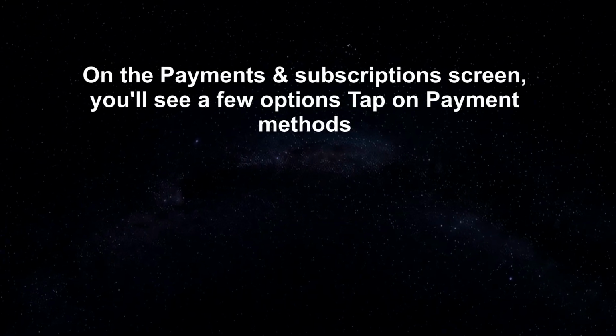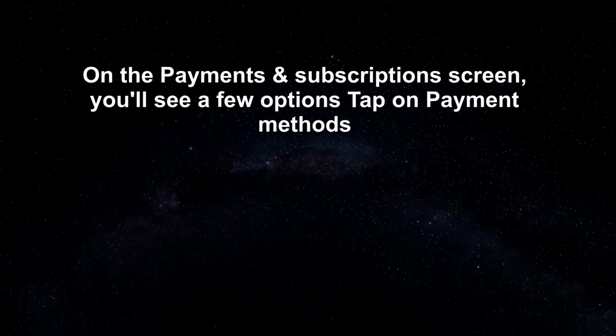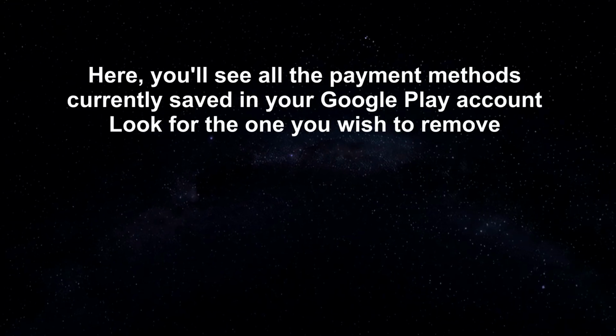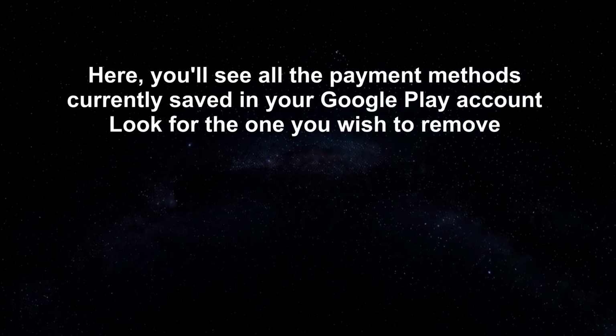On the Payments and Subscriptions screen, you'll see a few options. Tap on Payment Methods. Here, you'll see all the payment methods currently saved in your Google Play account. Look for the one you wish to remove.